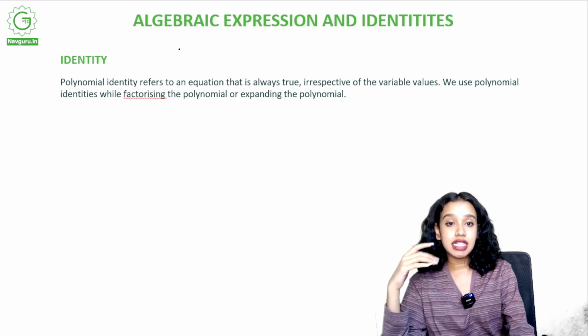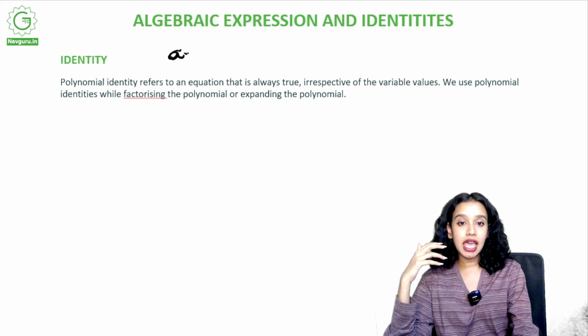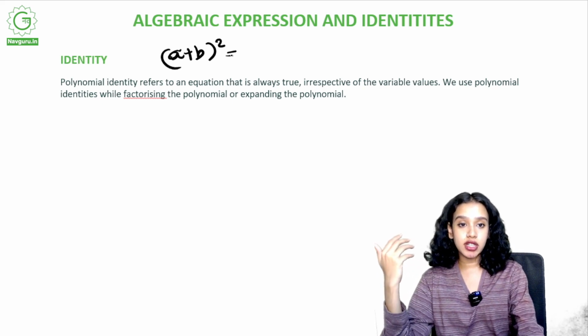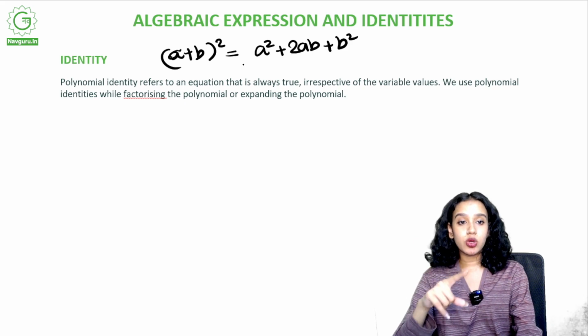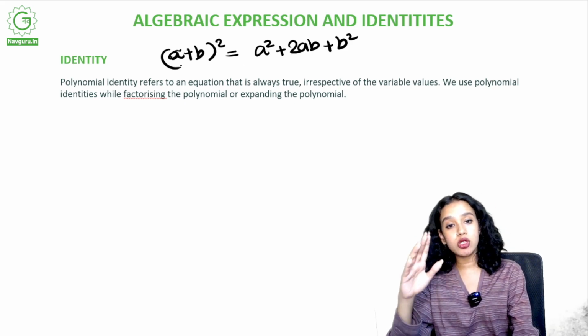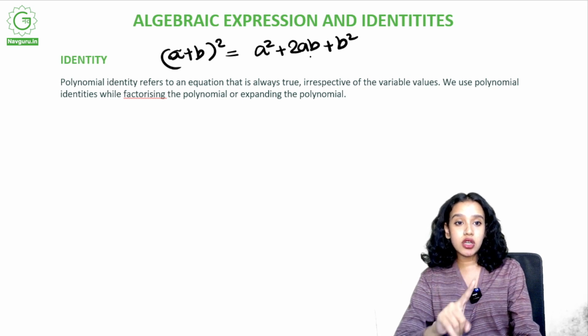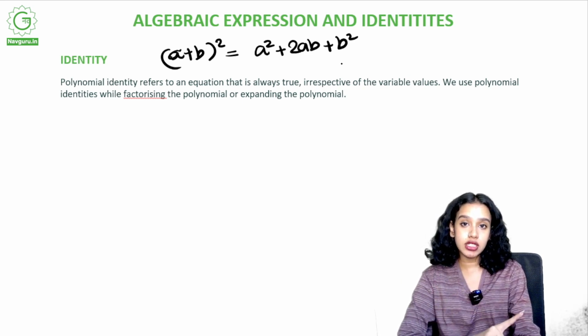So, we have seen this identity, which is a plus b the whole square. Everybody knows what a plus b the whole square is, right? Which is equal to a square plus 2ab plus b square, right? So, what is a square plus 2ab plus b square? A plus b the whole square. No matter what the values of a and b are, this equation always holds true, right?